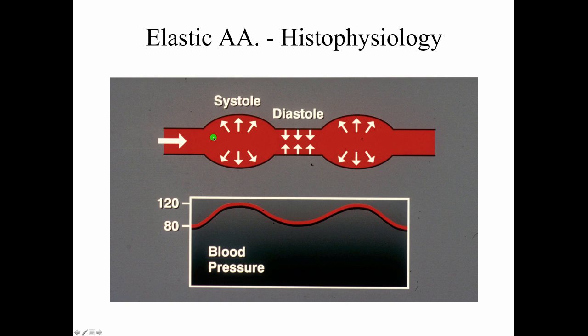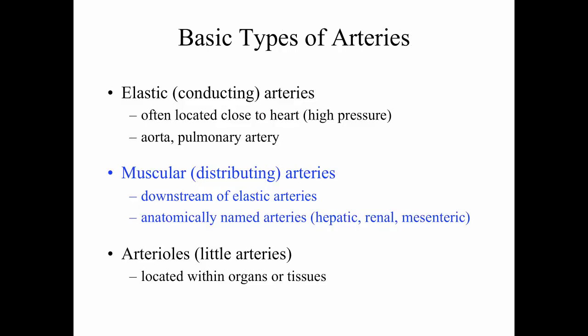We'll talk about this obviously in physiology, but if you think about the blood pressure differences between systole and diastole, well, you have these elastic arteries that can expand and contract during systole and diastole, and that tends to maintain the blood pressure coming out of the ventricle at the early part of the systemic circulation. Let's talk now about the muscular or distributing arteries.